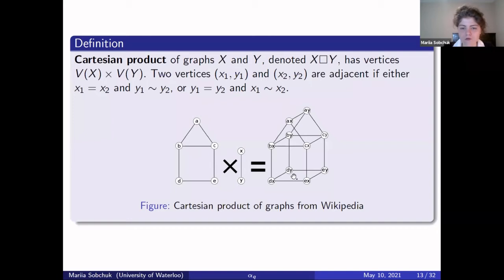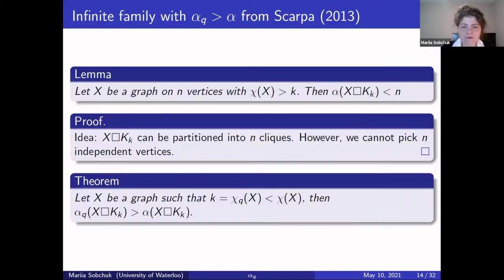In the Cartesian product, we get 2 copies of the house graph. So for example, AX and AY are vertices and they're adjacent because the first coordinates are equal, but the second ones are in K2, so they're adjacent. In fact, it can be used for the separation in the following way. Scarpa first used the following lemma. If we have a graph X on n vertices such that its chromatic number is strictly greater than some number k, then once we take a Cartesian product of graph X and the complete graph on this number k of vertices, we know that the independence number of that is strictly less than n.